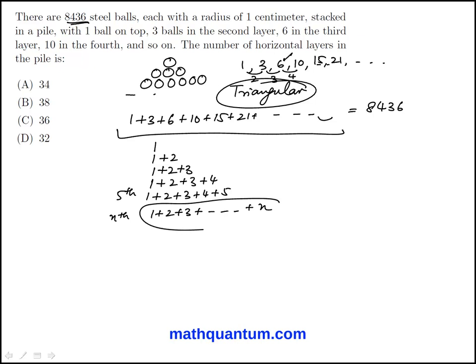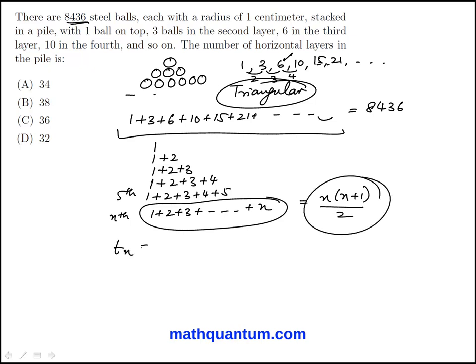Now we know what this is. The sum of first n natural numbers is n times n plus 1 over 2. So that's the nth term here. Essentially, Tn is n times n plus 1 over 2. And we have to sum this from 1 to n. There are n of these. So essentially we're looking for summation from i equal to 1 to n of that.